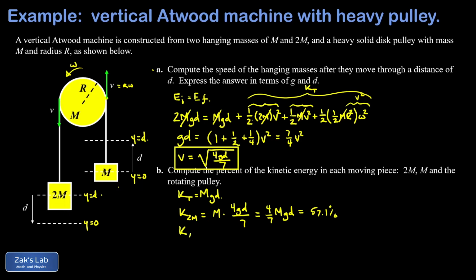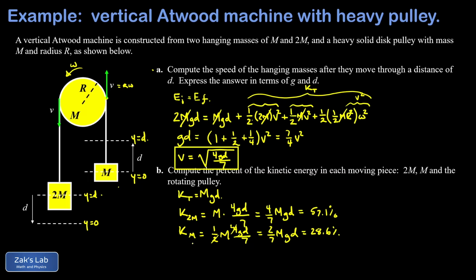Now we look at the kinetic energy in the smaller mass, and we can see that was a 1/2 mv squared, and we plug in our v, and we end up with a 1/2 m times 4gd over 7. One factor of 2 is going to cancel here, and I end up with a 2/7 mgd. And turning that into a percentage, I get 28.6%.